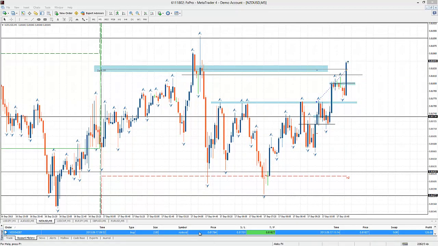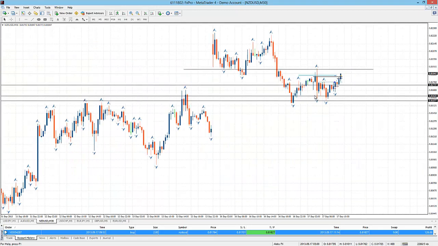You can see I've just dragged the trade onto the chart. Nice little trade. Not much in terms of pips, about 6.3 pips. Hit the take profit level. Wasn't really worthwhile scaling out on that trade.